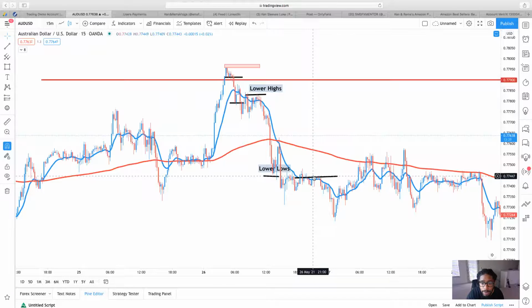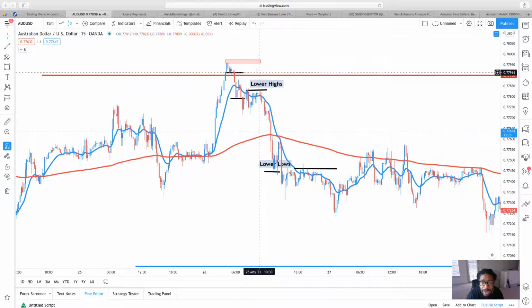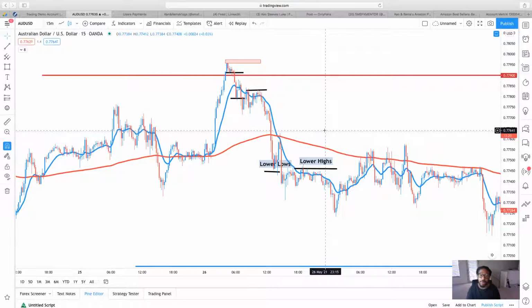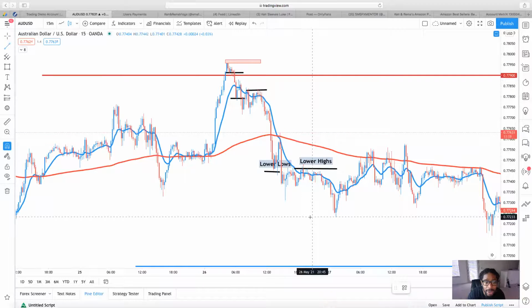We get here to this point, and now we have another confirmed lower high, guys. So we need to see, from this lower high, we need price to form another swing low, which is a lower low. So that's what we would try to do.